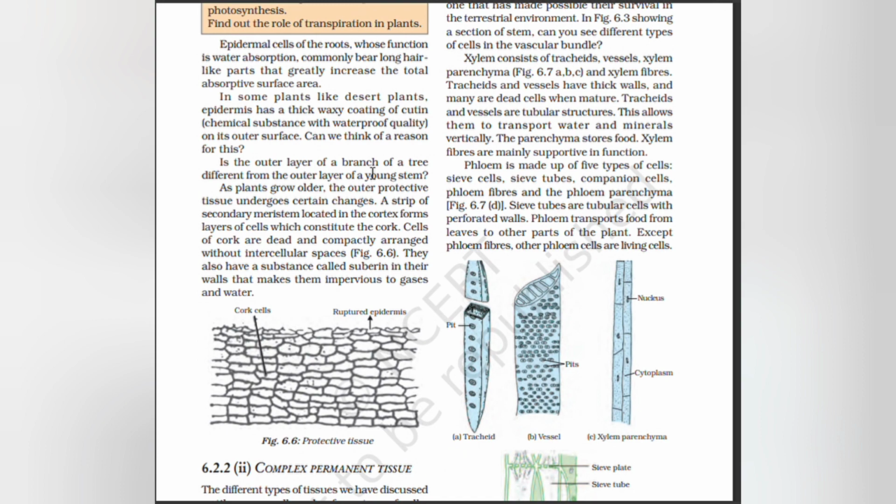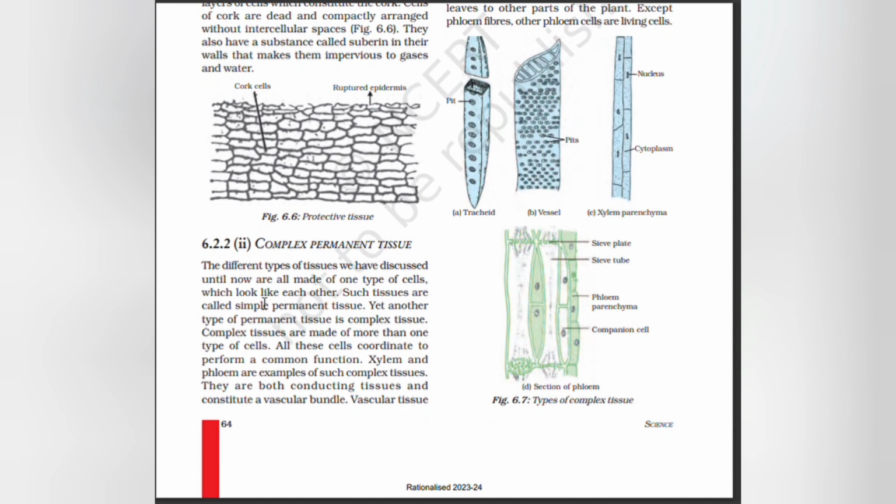Is the outer layer of a branch of a tree different from the outer layer of a young stem? As plants grow older, the outer protective tissue undergoes certain changes. A strip of secondary meristem located in the cortex forms a layer of cells which constitute the cork. Cells of cork are dead and compactly arranged without intercellular spaces. They also have a substance called suberin in the walls that makes them impervious to gases and water.